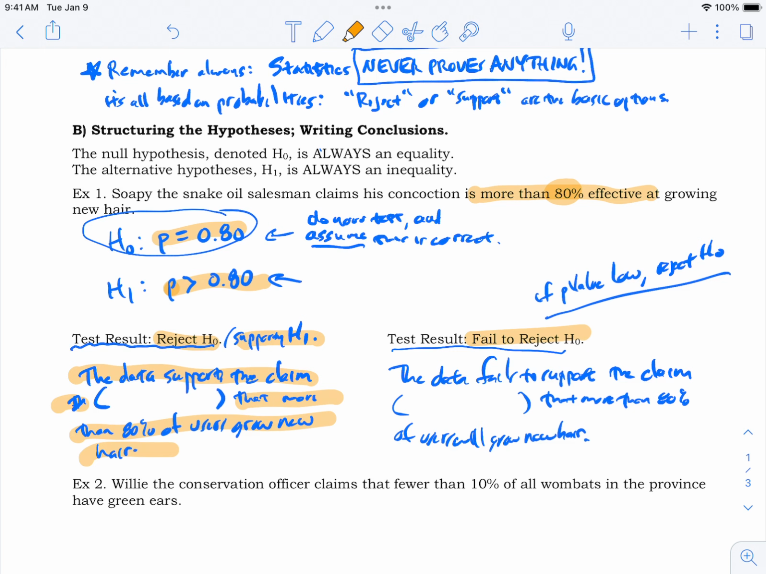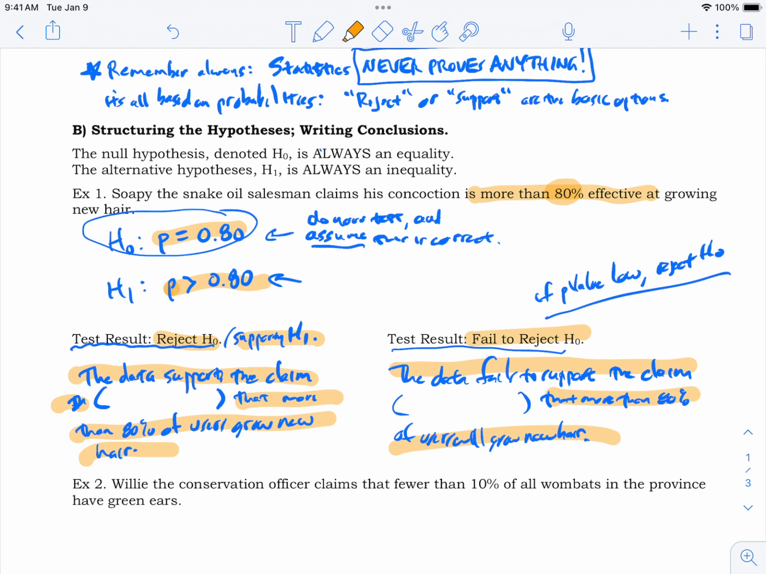But if you fail to reject H0 because you have a high p-value, you don't want to even talk about that. Address the issue at hand, which is the snake oil doesn't seem to be that effective. So the data fails to support the claim that more than 80%. It doesn't seem all that effective. Now, in neither case did we say prove, right? Neither case did we say prove. Okay, so that's one example.